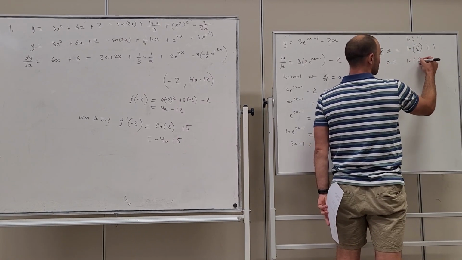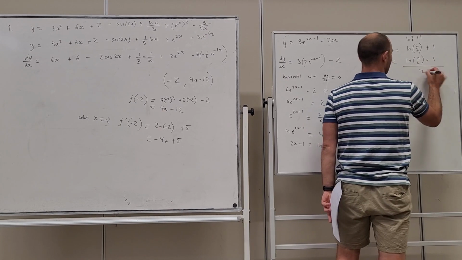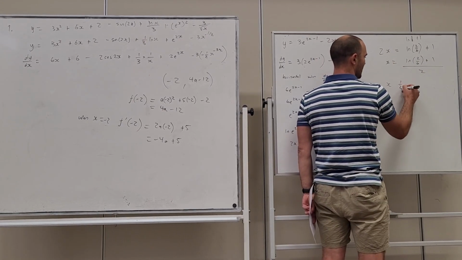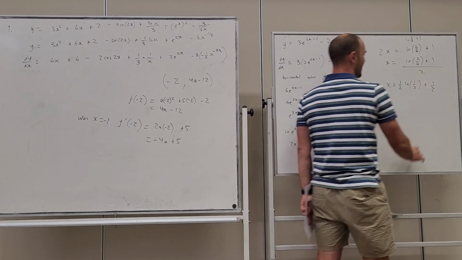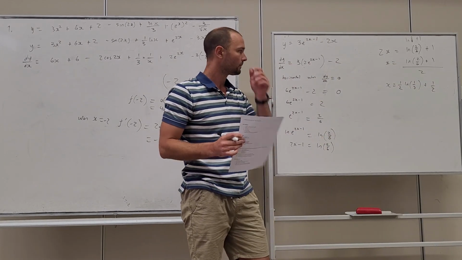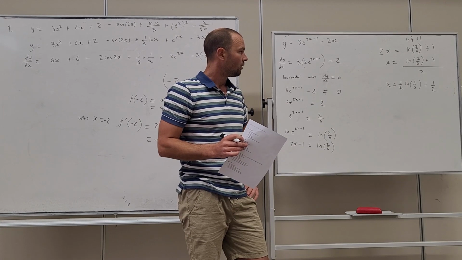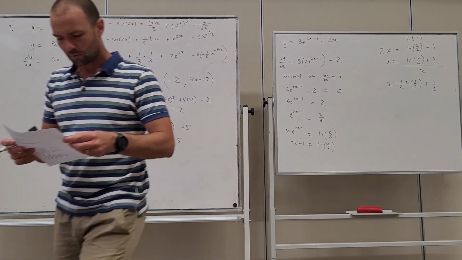So there's lots of ways it can be written. Like we can do it like that. We can have it as half ln of a third plus a half. Any of those is absolutely fine. So that's 3. Any questions about 3?